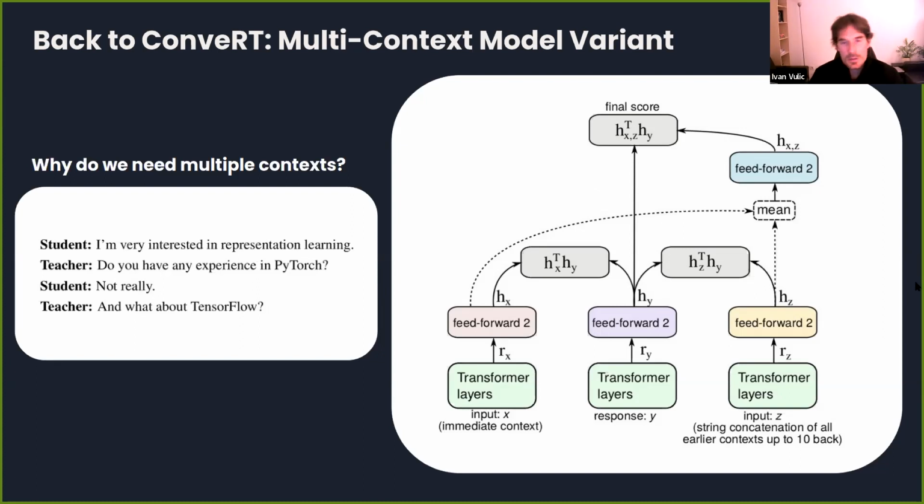So there is also a multi-context ConveRT variant, which takes into account preceding context up to 10 sentences back, where we just concatenate these contexts into a longer string of contexts, and then model the interaction of the response with the immediate context and the interaction of the response with the previous input, and then further combine these two scores into the final score. This is a very simple way of taking a longer dialogue history into account for these types of models. And I think there were more sophisticated approaches that emerged after we published the ConveRT work. So there might be some papers that you might be interested in.